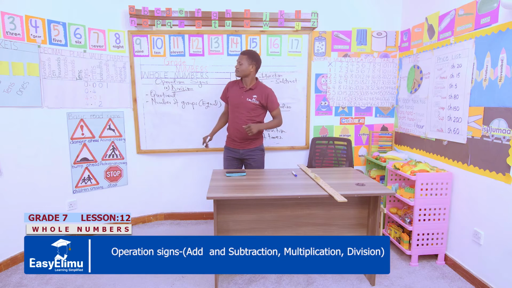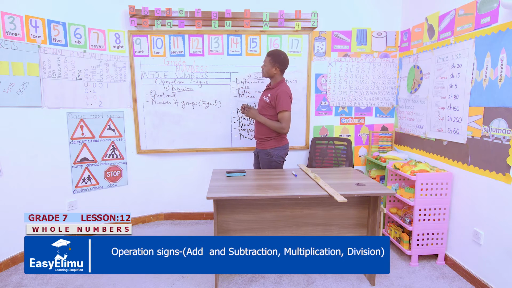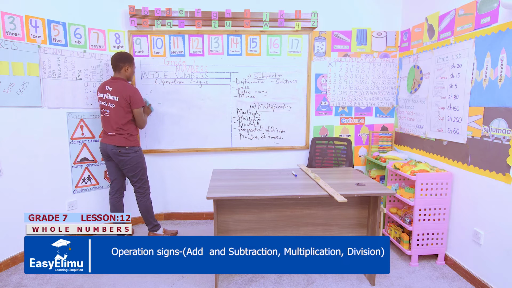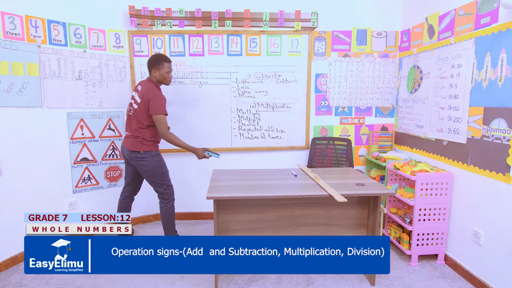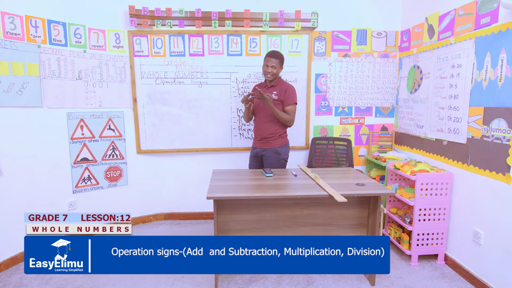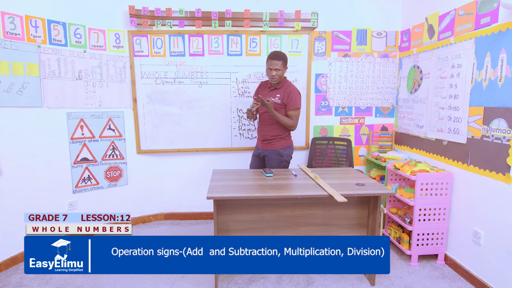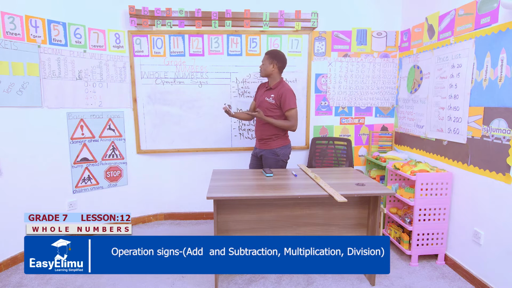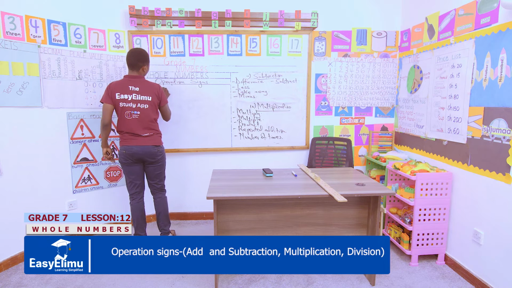Now from that point, we can look at simple examples where we use the four operation signs that we have just discussed. Let us start with addition. In simple terms, you can have a word problem instructing you to add, or find the sum, or find the total of items, depending on what you are working with.